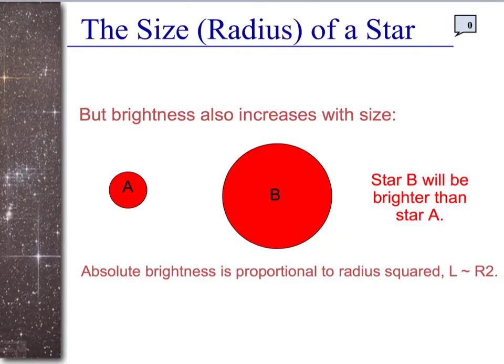Obviously stellar size also has a function in terms of brightness. If we have B that is twice as large as A, it's obviously going to be brighter. But it's going to be, this should be a squared right there. We have a proportional relationship between the luminosity and the radius squared. If you square the radius, that gives you a value for your luminosity. A star that was twice the radius would actually be 4 times brighter.